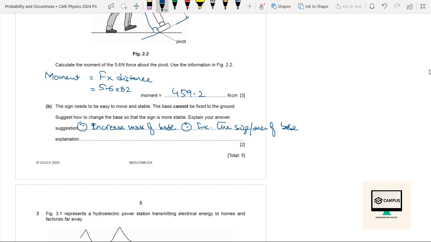We can simply mention that doing this will lower the center of mass of the signboard. That's it. Moving on to question number 3.